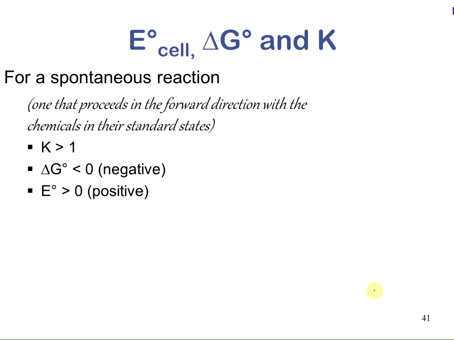Now we want to relate the cell potential to the Gibbs free energy and the equilibrium constant. If you'll remember, for a spontaneous reaction, one that proceeds in the forward direction with the chemicals in their standard states, the equilibrium constant is greater than 1. And if it's spontaneous, the delta G value is negative, so it's less than 0. And for the cell potential, if it's greater than 0, so if it's positive, it's going to be a spontaneous reaction.